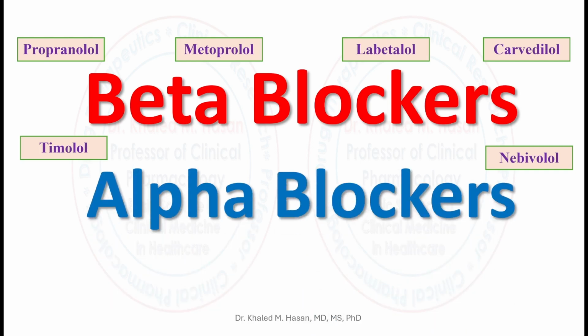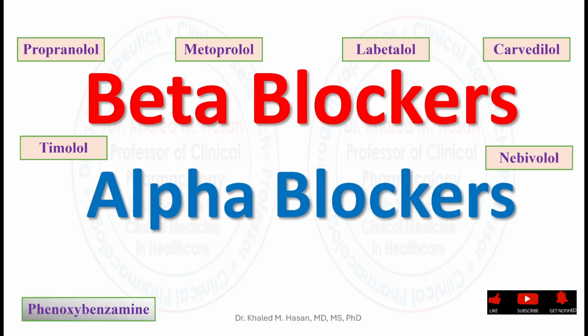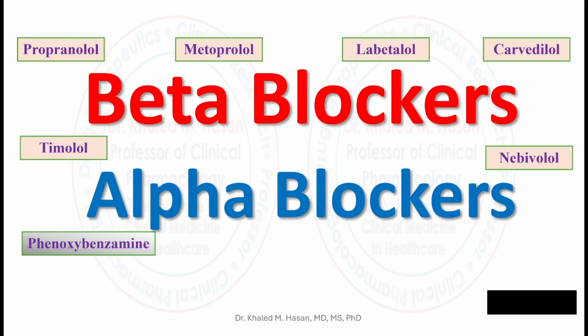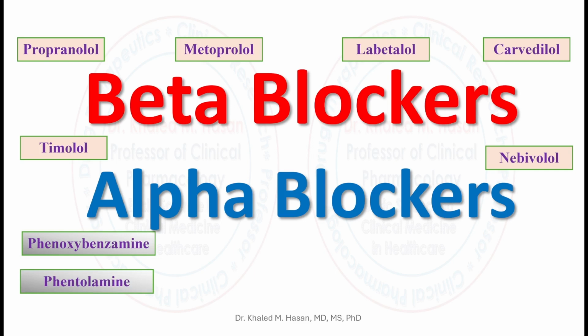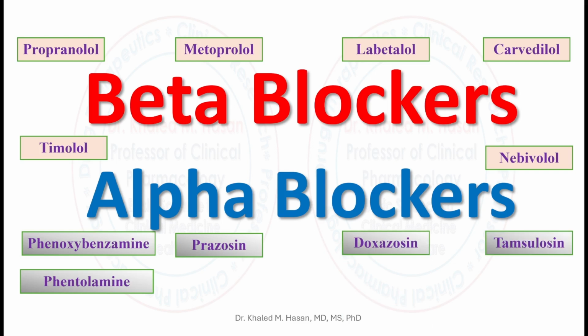Okay, moving to the alpha blockers, a brief mention about alpha blockers. We have a group of medication, starting with phenoxybenzamine, which blocks alpha 1 and alpha 2 receptors. Then we have phentolamine, which blocks alpha 1 and alpha 2 receptors, two medications. The main clinical use for these medications is for pheochromocytoma and for Raynaud's disease. Then we have prazosin, which blocks alpha 1 receptor. Then we have doxazosin, which blocks alpha 1 receptor. We have tamsulosin, which blocks alpha 1A receptor.